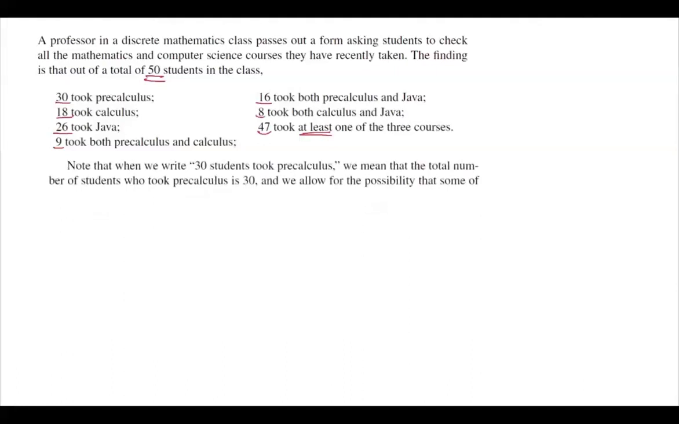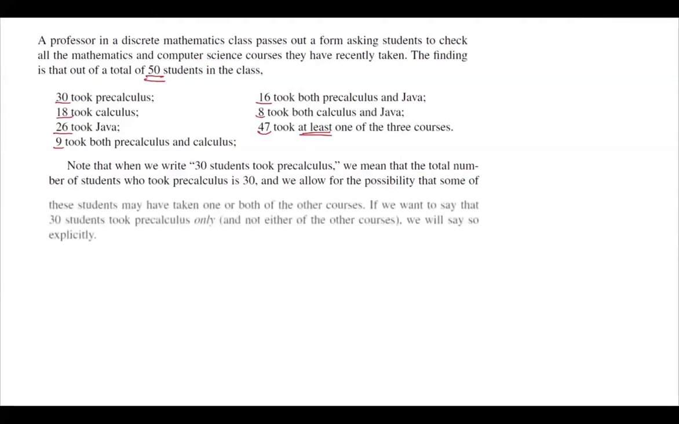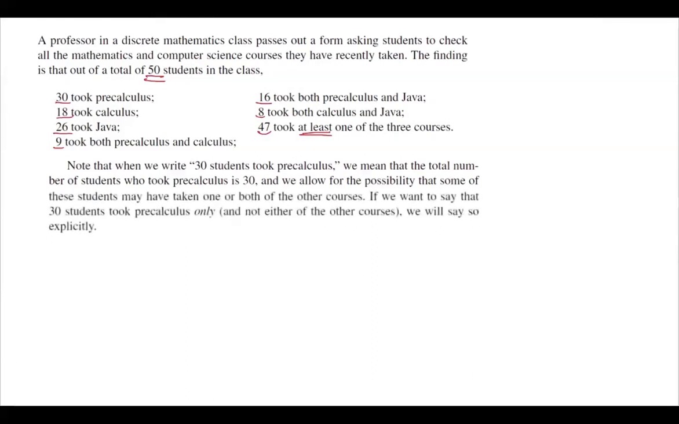Note that when we write 30 students took pre-calculus, we mean that the total number of students who took pre-calculus is 30. And we allow the possibility that some of these students may have taken one or both of the other courses. If you want to say that 30 students took pre-calculus only and not either of the other courses, we will say so explicitly.